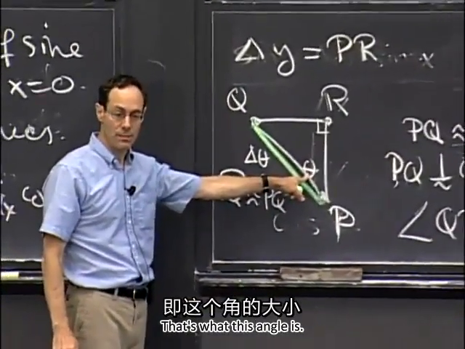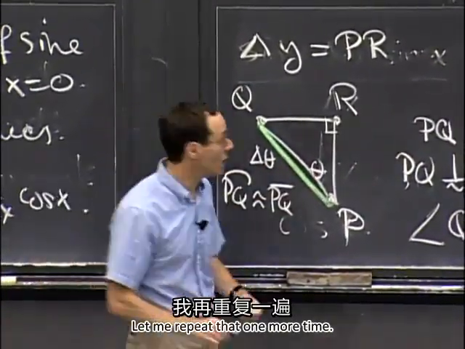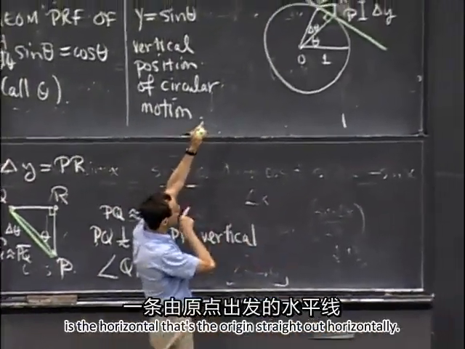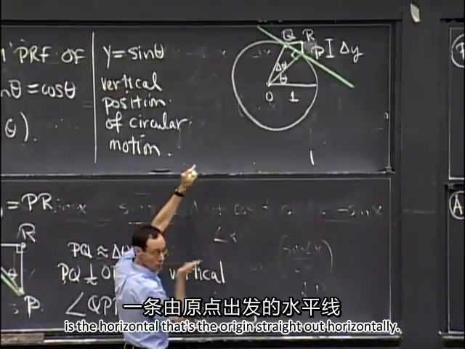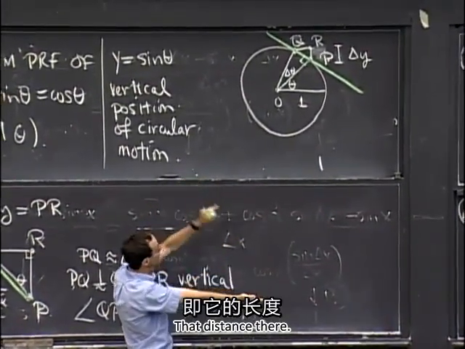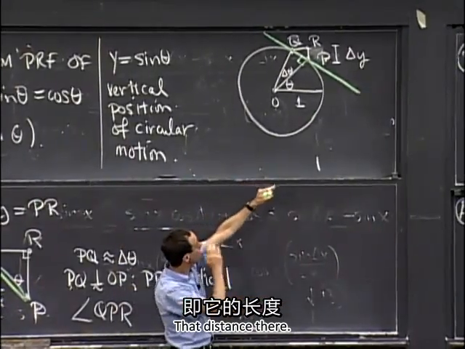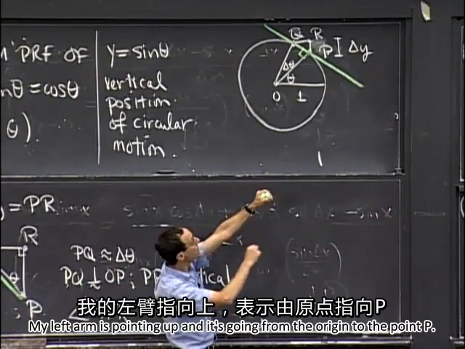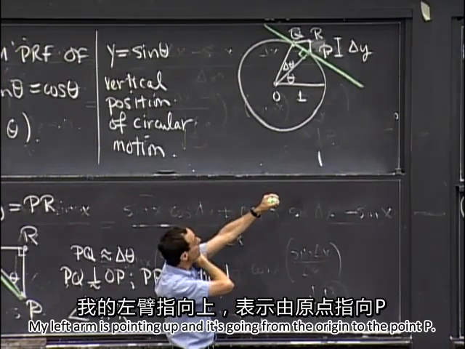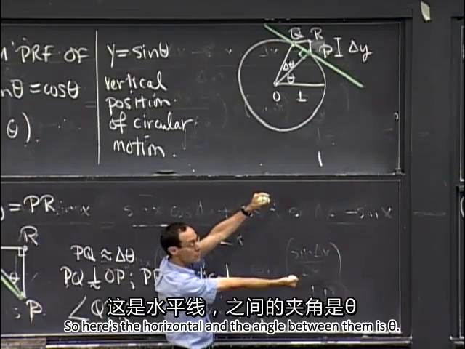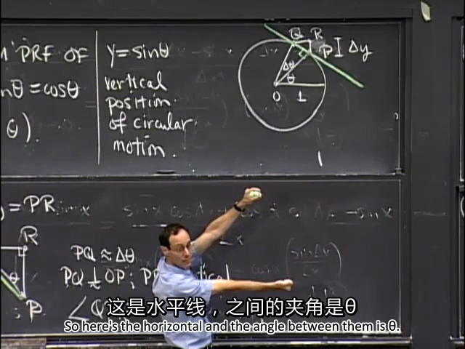That's what this angle is. Let me repeat that one more time. We started out with an angle that looks like this, which is the horizontal. That's the origin straight out horizontally. That's the thing that's labeled 1, that distance there. And then I also have my right arm, which is down here. My left arm is pointing up, and it's going from the origin to the point P. So here's the horizontal. And the angle between them is theta.